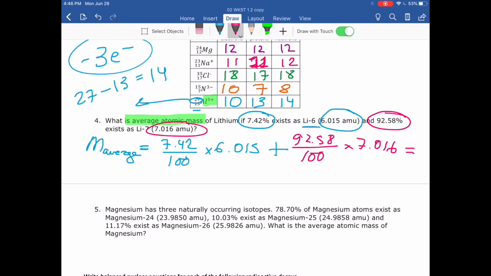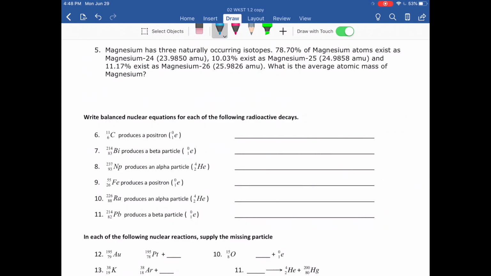7.016. You go ahead, plug these numbers in the calculator, and the answer is going to be 6.94 AMUs. So again, you do the abundance over 100 times the mass plus the abundance over 100 times the mass. The next problem says magnesium has 3 naturally occurring isotopes.